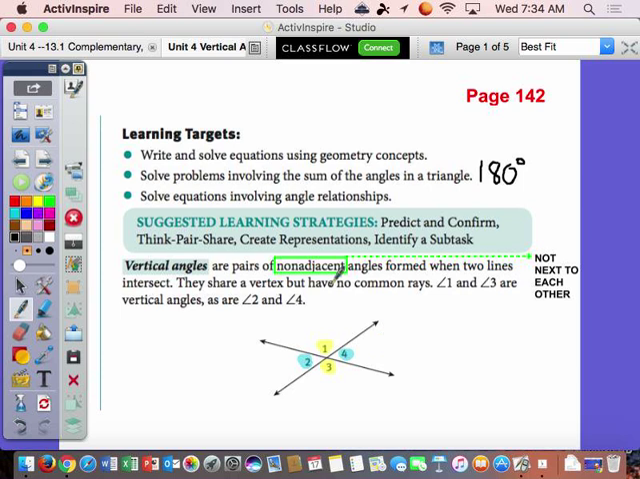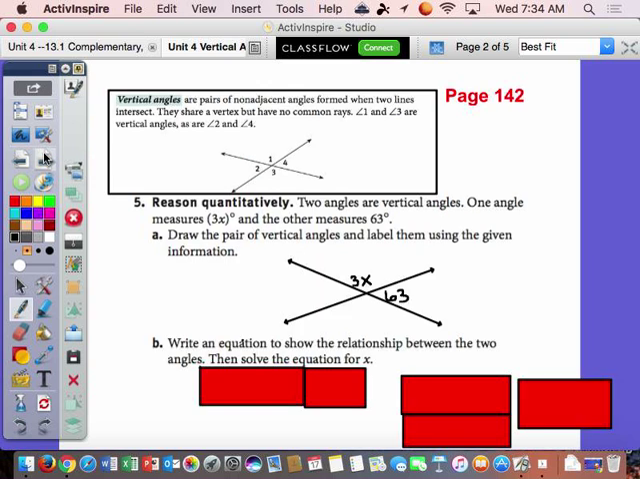Now, if you want to take a moment, non-adjacent means that they're not next to each other. All right, so they're a special type of angle. All right, let's move along.